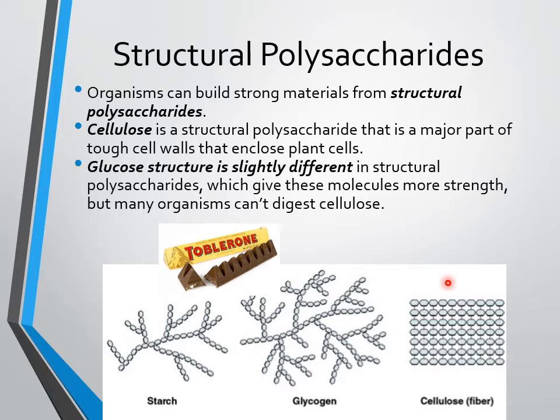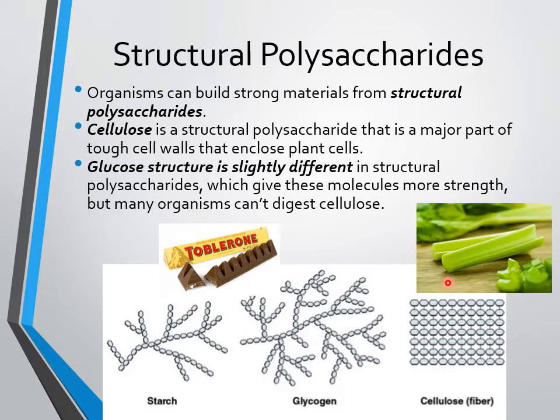Glucose structure is slightly different in structural polysaccharides, which gives these molecules more strength, but many organisms can't digest it. So, just like I said, celery right here. All celery is water and cellulose. It really doesn't have anything else. And you can't really digest cellulose. That's why you chew it up so much.